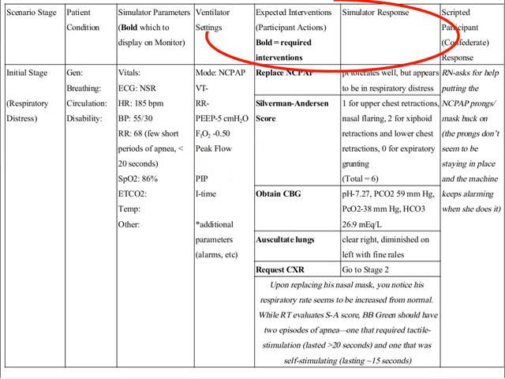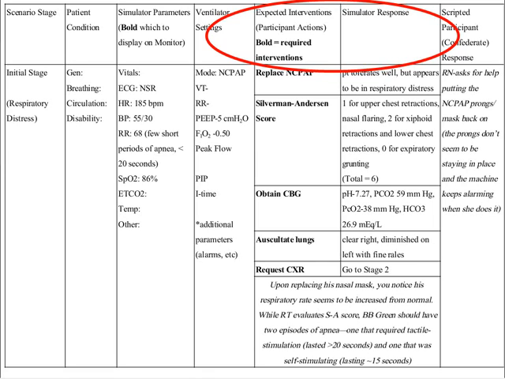And then moving into the next section are the expected interventions. So this is what we expect that the learners are going to do while they're in the room. Some of it might be things that they're doing to the mannequin. Some of it might be things that they're asking about or that they're assessing or lab results that they're looking for. And then on the other side is what the response is. And I've called it simulator response, but sometimes it's not the simulator that's actually responding. Sometimes, we're providing blood gas results, that sort of thing.